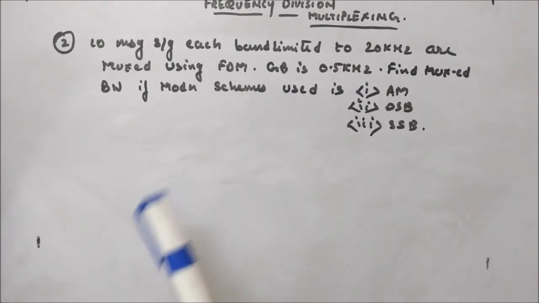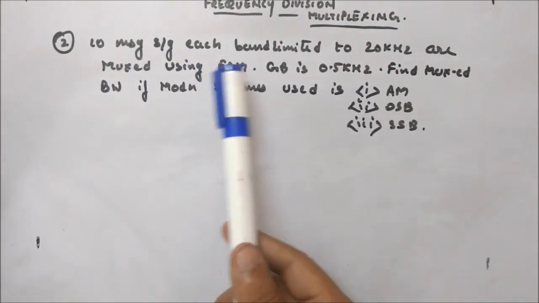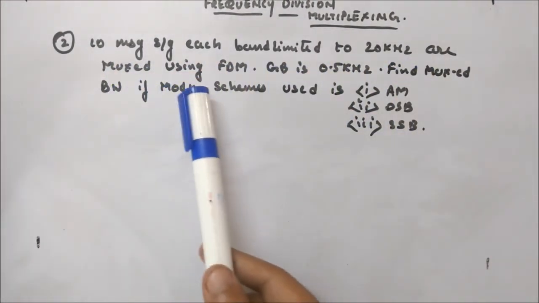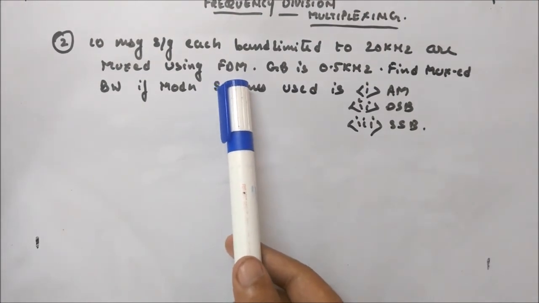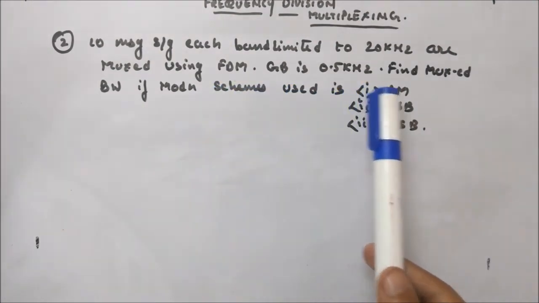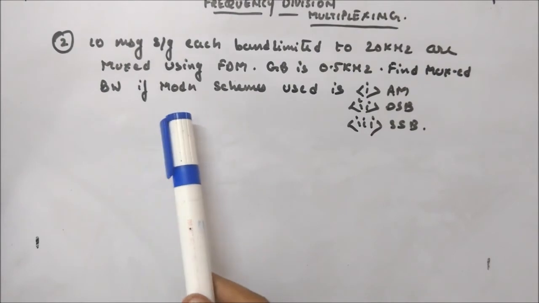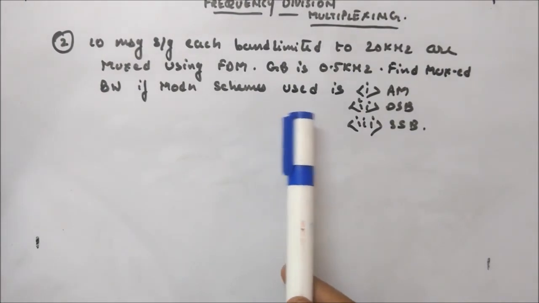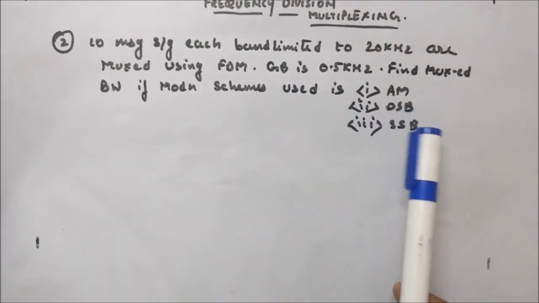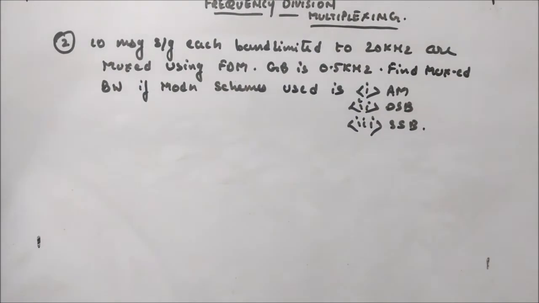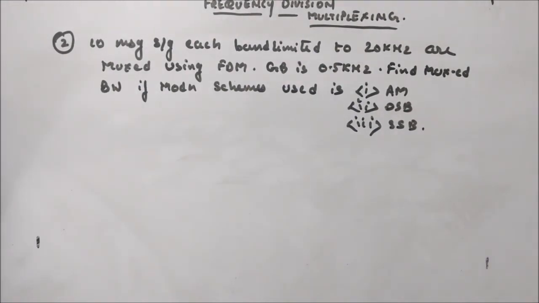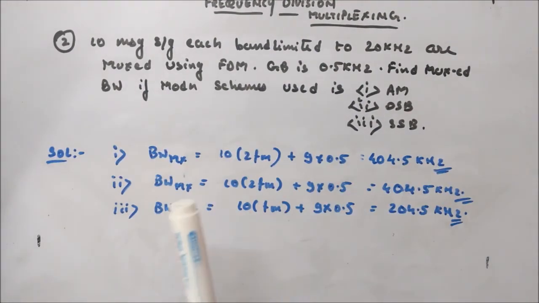Let's look at another example. It is given that 10 message signals, each band limited to 20 kHz, are multiplexed using frequency division multiplexing. The guard band is 0.5 kHz. Find the multiplex bandwidth if the modulation schemes used for each of them are AM, DSB, and SSB. Okay, let's look at the solution.